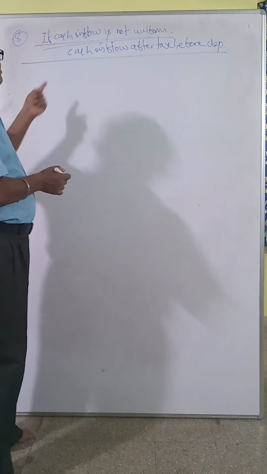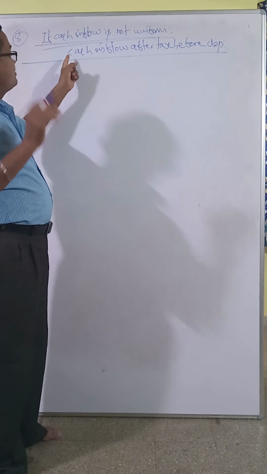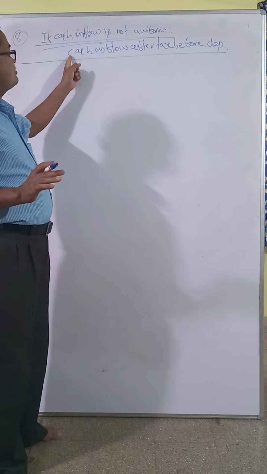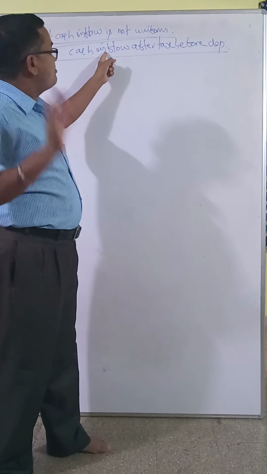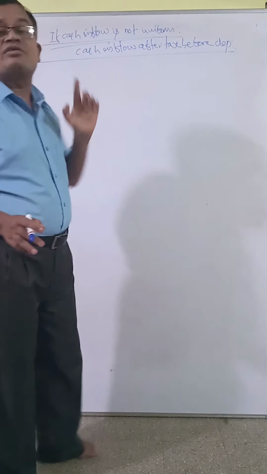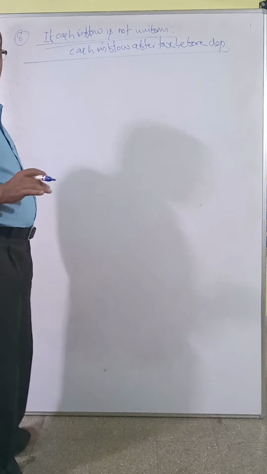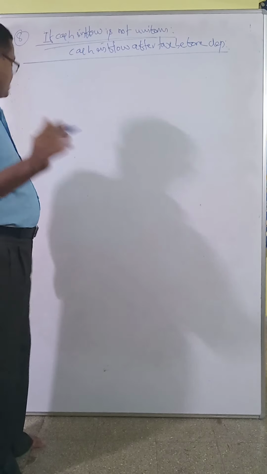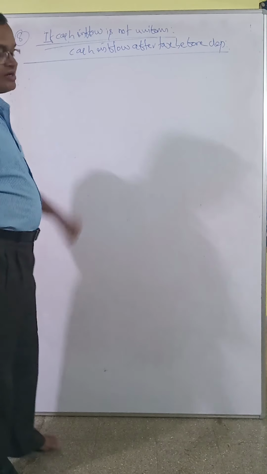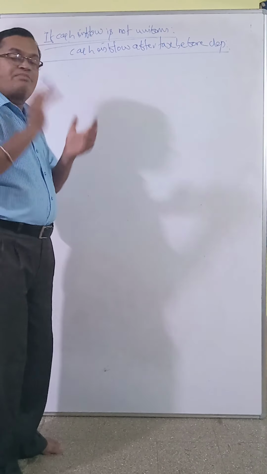For the calculation of payback period, I already explained: we want cash inflow, or profit after tax before depreciation. In this question they clearly give cash inflow after tax before depreciation. Now, how do we calculate the payback period if the cash inflow is not uniform?